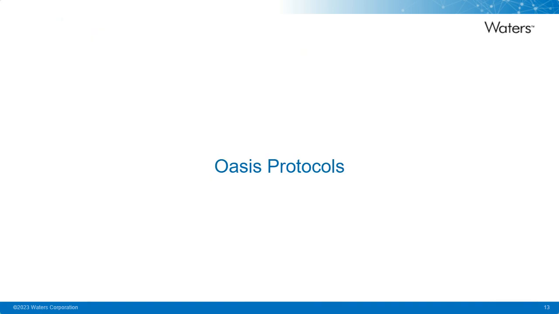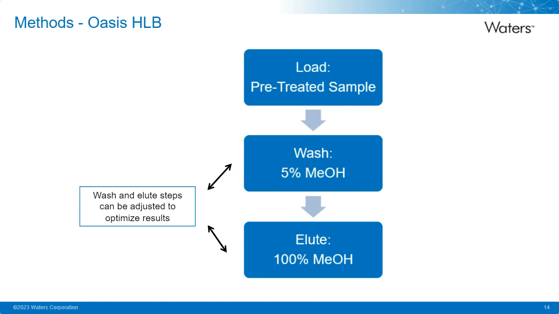Let's go through the Oasis protocols now. They're very straightforward, especially for the reverse phase sorbents. This is for HLB. Basically, we load our pre-treated sample. The standard protocol is a wash with a low organic, in this case 5% methanol, and then we elute in 100% methanol. Obviously, these wash and elute steps can be adjusted to optimize our results, to clean samples up, make sure we're getting appropriate retention. We can also adjust the pH, but this is our starting protocol, and it's good for the majority of compounds.